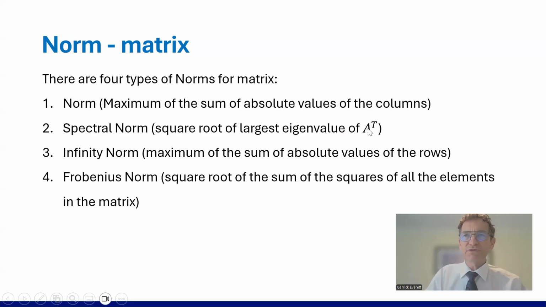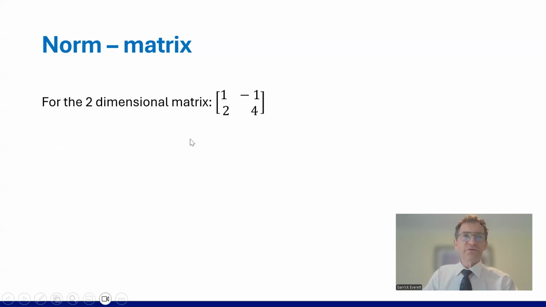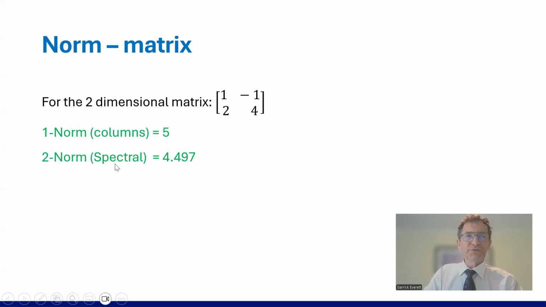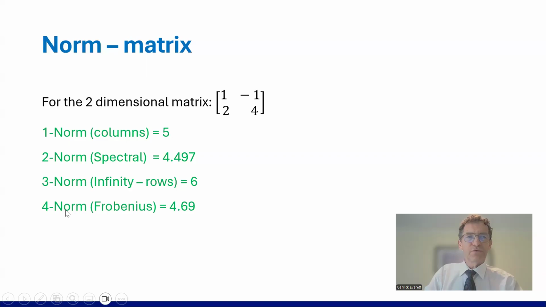That one up here should have A transpose A, but you'll see that when we do an example. For the two-dimensional matrix with rows (1, -1) and (2, 4), the column norm, the 1 norm, is 5. The 2 norm, the spectral norm, is 4.497. The infinity norm is 6. And the Frobenius norm is 4.69.